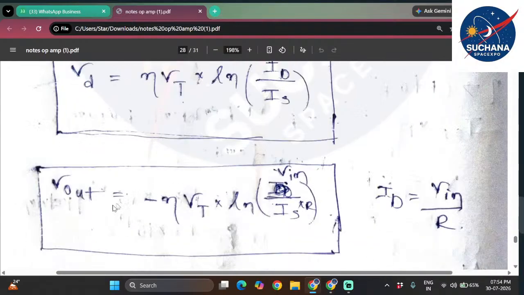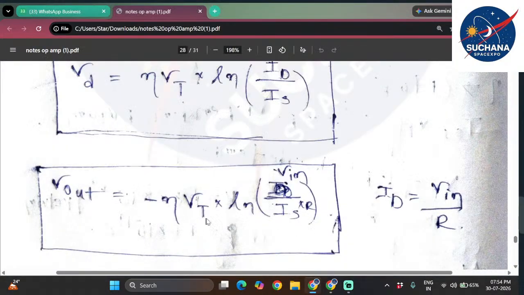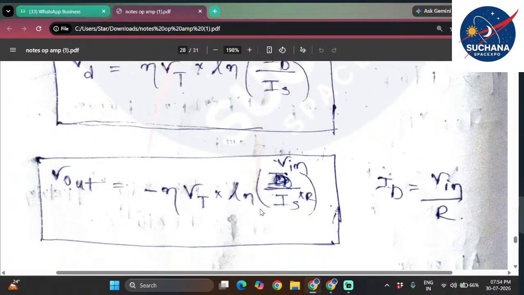So Vout is equal to minus neta into Vt into natural logarithm of ID by Is. Here ID is nothing but Vin by R. The current through the diode is equal to the current through the resistor. From Ohm's law, IR is equal to Vin by R. By replacing ID with Vin by R, finally we end up with this equation: Vout is equal to minus neta into Vt into natural logarithm of Vin by Is into R.